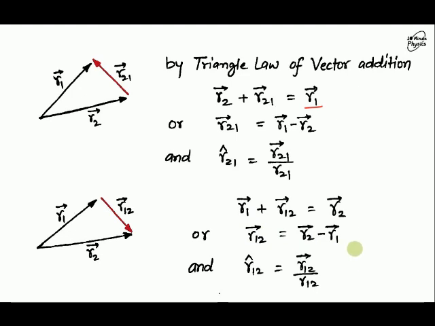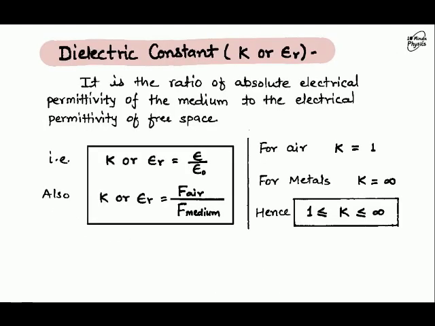So this is the way of representing Coulomb's law in vector form. When we are dealing with scalar form, we just deal with the magnitude, we do not deal with which direction the force is acting. But if you want to know in which direction the force is acting, then we will use Coulomb's law in vector form. Next comes the dielectric constant, that is K or epsilon r.